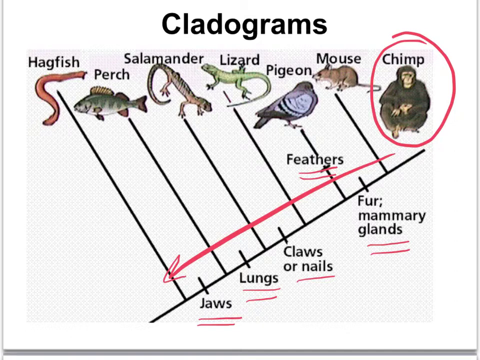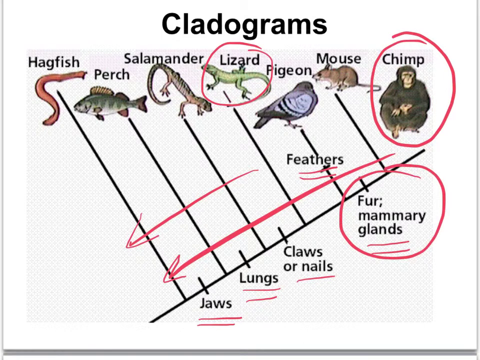If we look at the lizard here, he is below fur and mammary glands, but he is above claws and nails, lungs, or jaws. So the lizard has all of these characteristics, but he does not have fur and mammary glands.